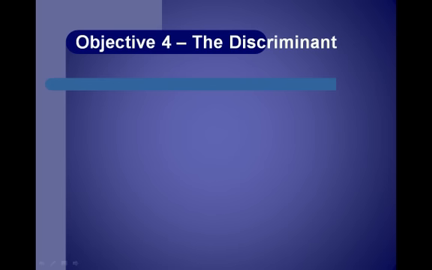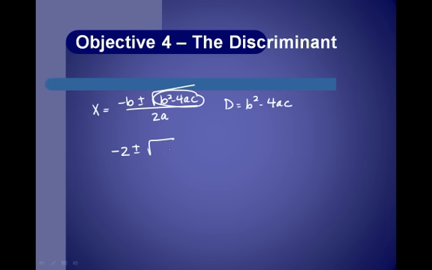Now objective 4 is on the discriminant. Now the discriminant is the part of the quadratic formula that's under the square root sign. So if our formula is negative b plus or minus the square root of b squared minus 4ac all over 2a, then just this part in here, that is the discriminant. So think about this for a minute. Let's say we had a number negative 2 plus or minus the square root of 25 divided by 4.